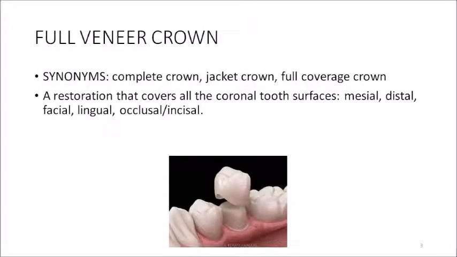Full veneer crown. It's also known as complete crown, jacket crown, or full coverage crown. So it's a restoration that covers all the coronal tooth surfaces, that is the mesial, distal, facial, lingual and occlusal surface. So for a full veneer restoration, all the surfaces of a tooth will be prepared and a restoration will be given on top of the tooth.